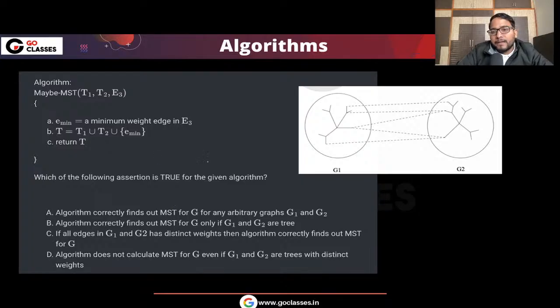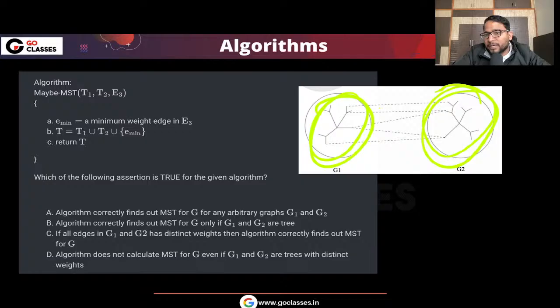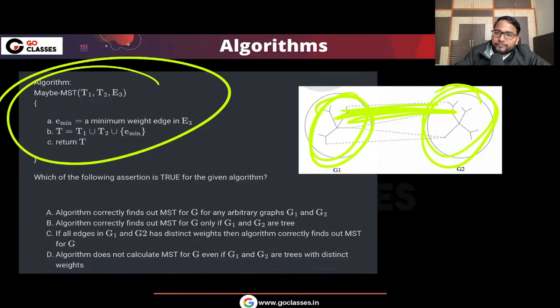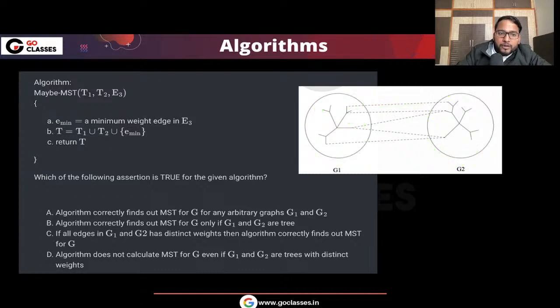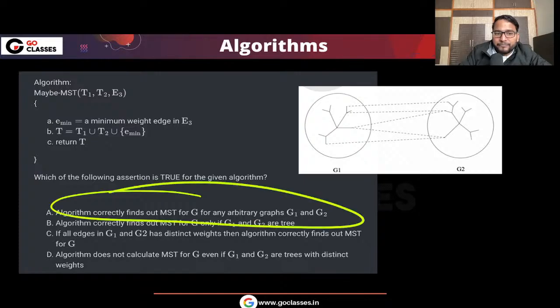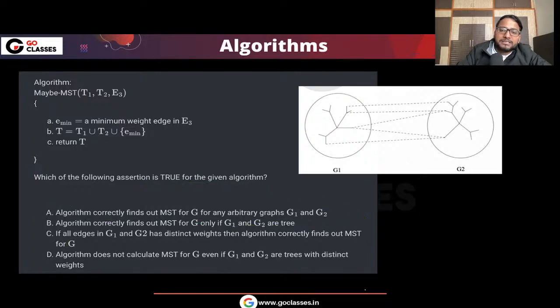So they are saying that you have some MST here already. You have an MST here already. Whatever is the minimum edge weight, you just take it and then you say this is the MST. Now, which of the following is true about this algorithm? Does the algorithm correctly find the MST? Let's see if the algorithm can correctly find the MST. What do you think? They are saying there is some MST here.